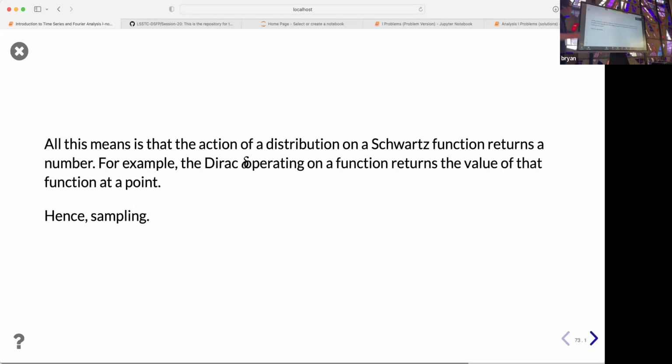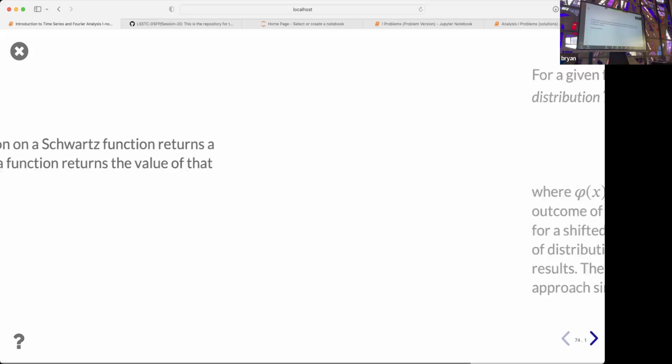So the idea behind a distribution is that a distribution is a thing that acts on the Schwartz function and returns a number. So a Dirac delta distribution is going to act on a function, and it's going to return the value of that function at a point. This is the thing that we want to be able to do to sample things. So we've sort of generalized, right? A distribution is a kind of operation, and it's an operation that acts on function spaces.